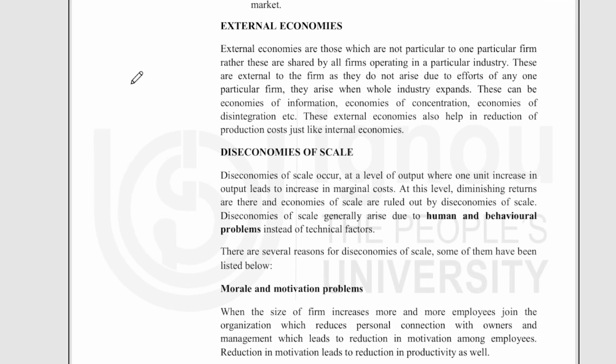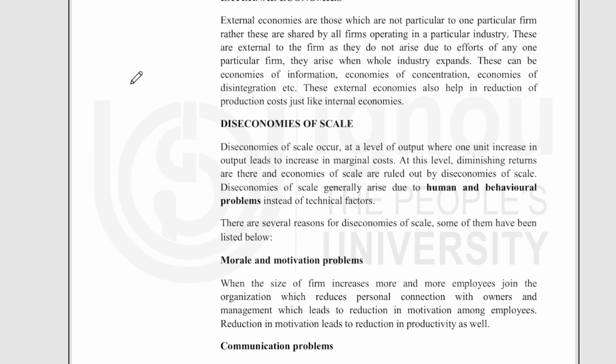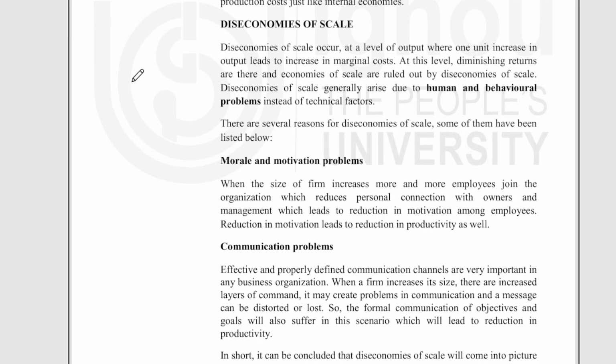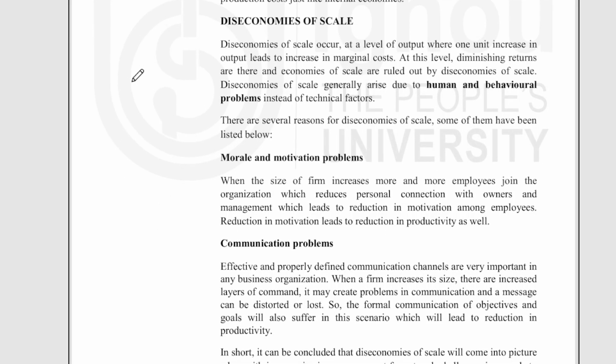And now diseconomies of scale. Diseconomies of scale occur at a level of output where a 1 unit increase in output leads to an increase in marginal cost, and at this level diminishing returns are there, and economies of scale are ruled out by diseconomies of scale. And diseconomies of scale generally arise due to human and behavioral problems instead of technical factors, and there are several reasons for diseconomies of scale.